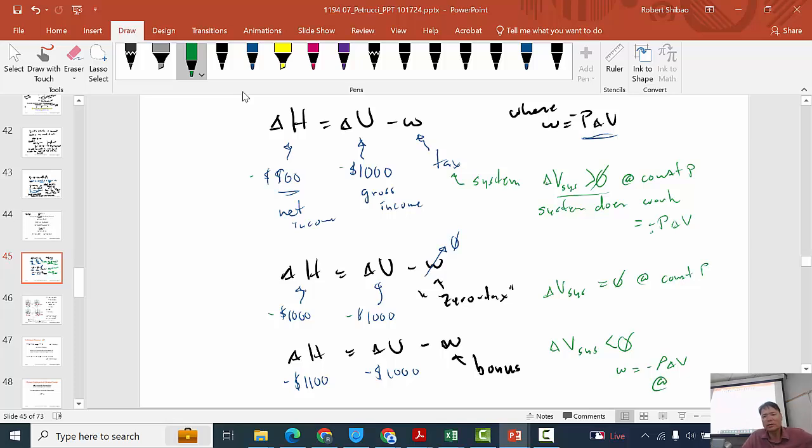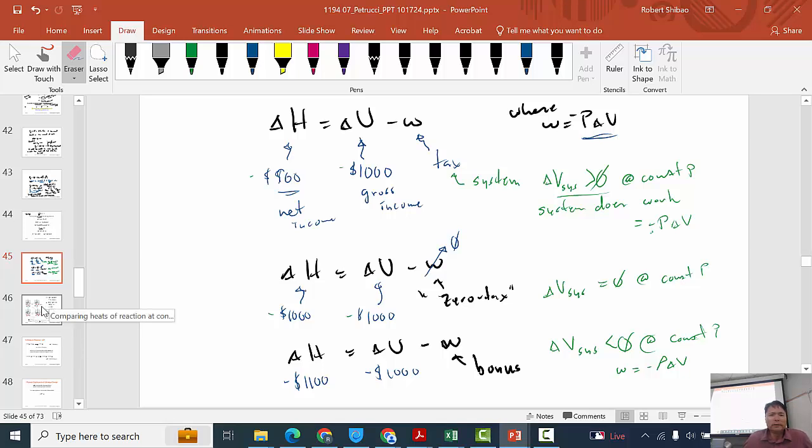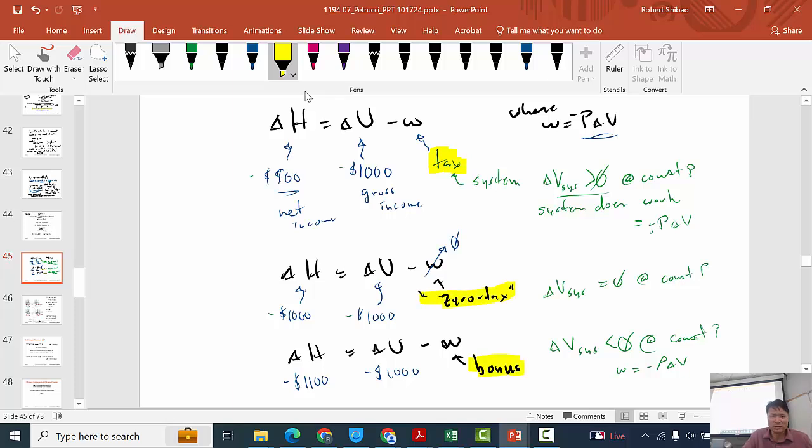This is at constant pressure. So those are some scenarios here. These are the 3 scenarios we'd see: we'll have a tax, 0 tax, and a bonus from the surroundings. The taxes go to the surroundings.